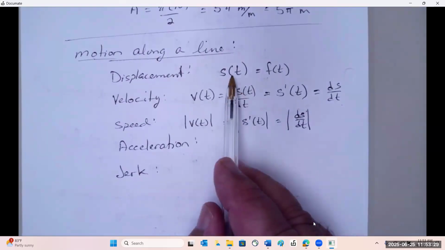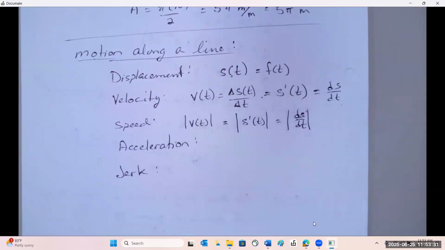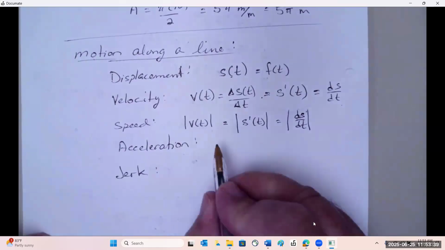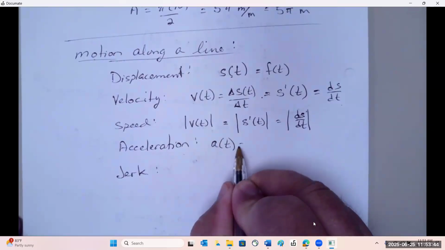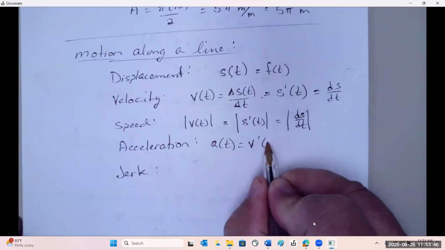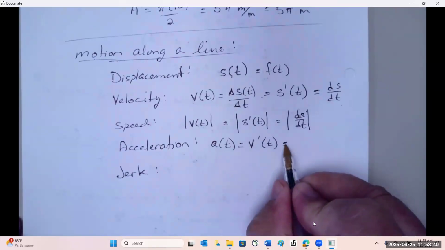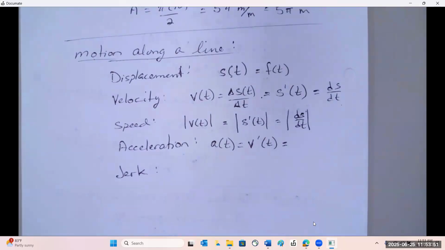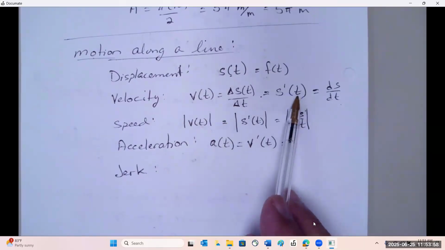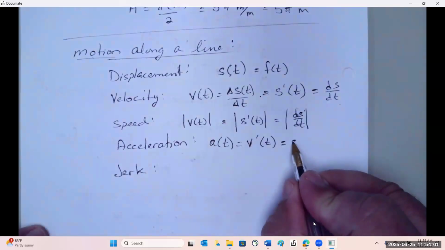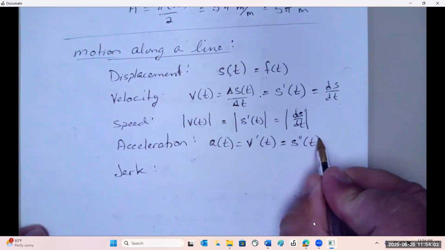So we have displacement. The first derivative of that is your velocity. So what do you think acceleration is? Acceleration is a change of velocity. So acceleration is the first derivative of your velocity. Which means it's what? If it's the first derivative of velocity, and velocity is the first derivative of displacement, that means acceleration is the second derivative of displacement.